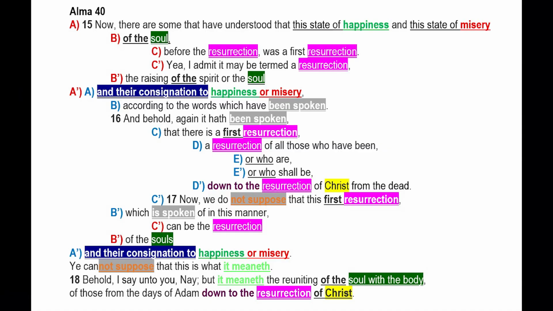All right, so on to Alma chapter 40. We're going to start in verse 15. This whole chapter is highly stylized, but there's this interesting double chiasmus that happens in verse 15 that has to do with the state of happiness or misery that the souls of God are in.